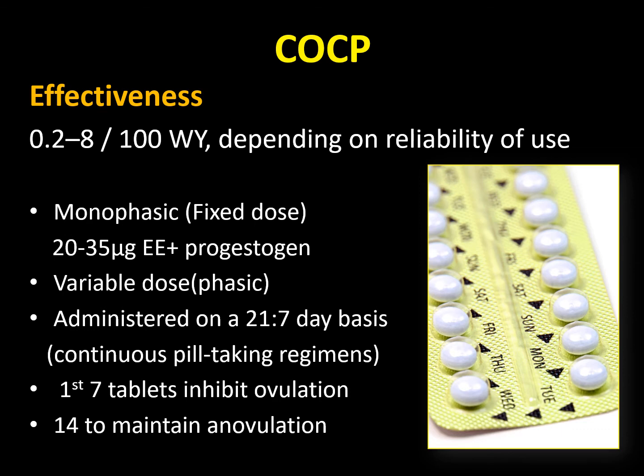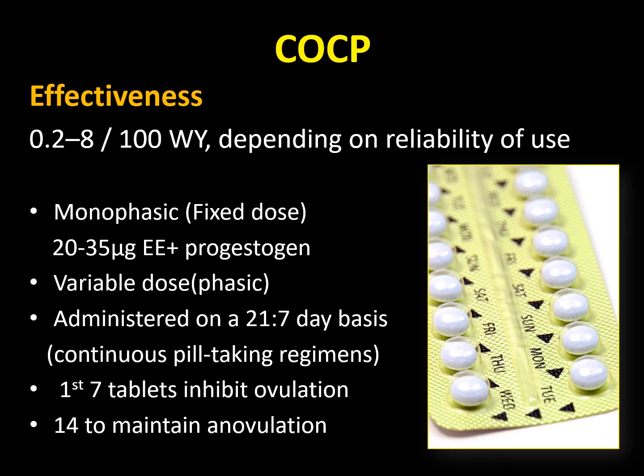The combined pills can be monophasic, that is, there are tablets in the sachet with a fixed dose of estrogen and progesterone all through the packet. The variable dose, the phasic ones, can be bi- or triphasic, and these were made trying to mimic the natural cycles, the changes in estrogen and progesterone during the cycle.